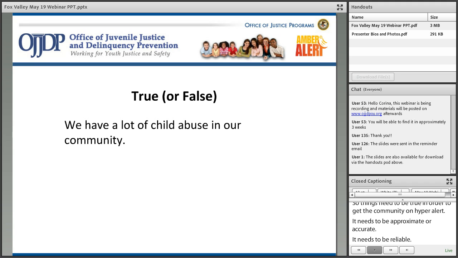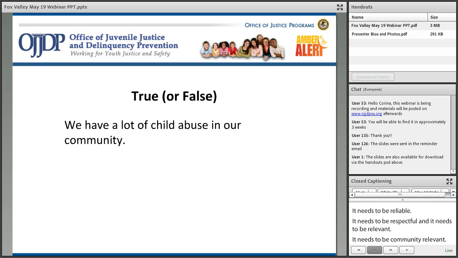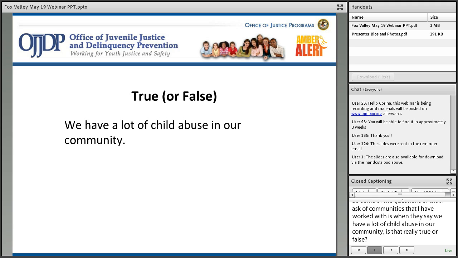So some of the questions that I ask of communities that I've worked with: when they say we have a lot of child abuse in our community, is that really true or false? If we have a tribal community whose population might be 1,000, and we're a social services agency and law enforcement office where maybe we have 10 law enforcement and 4 people in our social services agency, and between the 2 of us and the schools and other agencies we work with, we have possibly 12 referrals coming in every 2 weeks, and we substantiate maybe 3 of them. Can we actually say we have a lot of child abuse in our community?